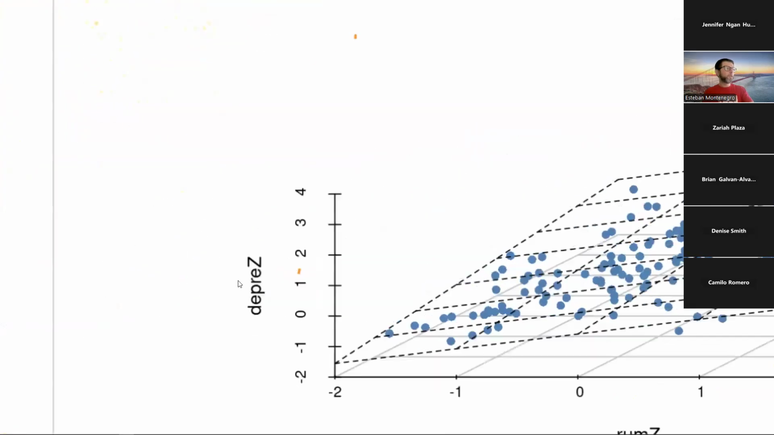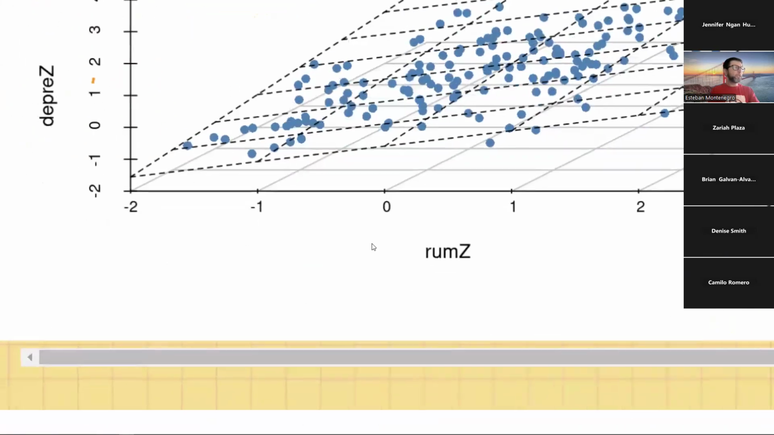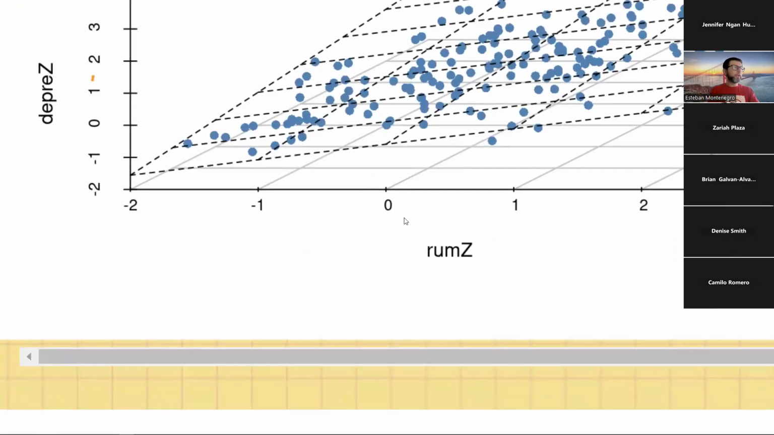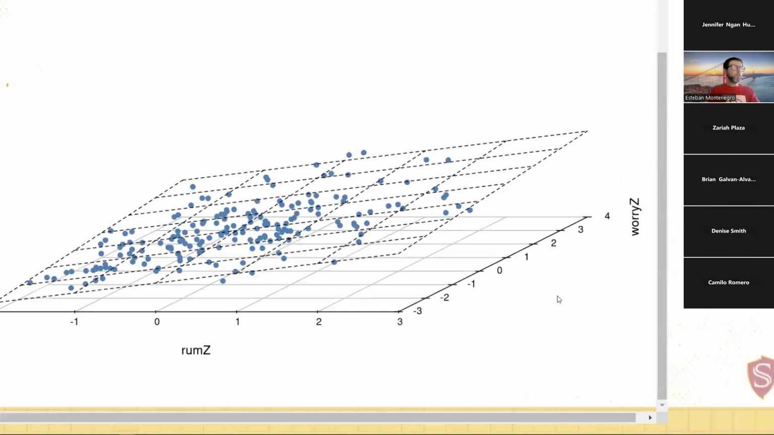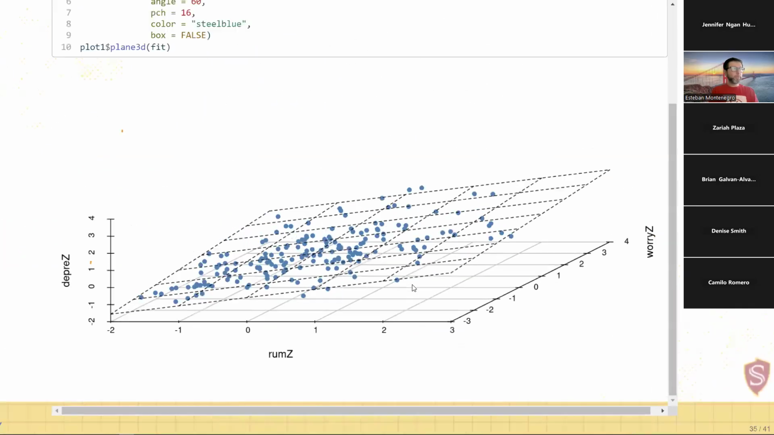Well, let's do it again. So pay attention to the axis right here. Look at the y-axis. It has 0 right here, right? Remember, it has 0 because everything was centered at 0 because we are using z-scores. So the mean of depression is located right here. The mean of rumination is located right here. And the mean of worry is located right here at 0, right?